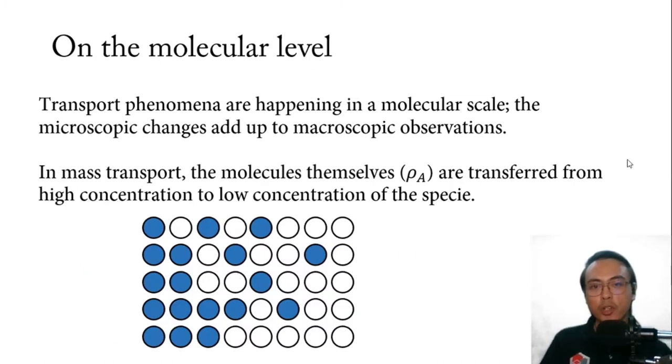In mass transport, the molecules themselves are transferred from high concentration to low concentration of the species. You are already familiar with the macroscopic ramifications of mass transfer. Let's say, for example, if you're mixing a dye in water, that entails mass transfer. Because even if you don't stir the solution, the dye particles would eventually spread all throughout the matrix of the water because the dye molecules are moving from regions of high concentration to regions of low concentration.